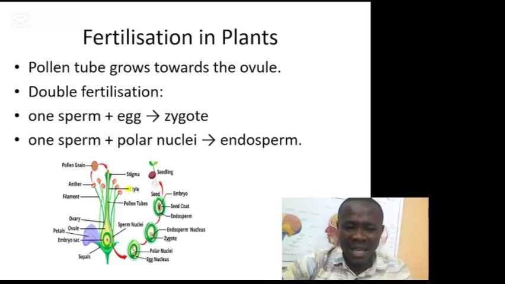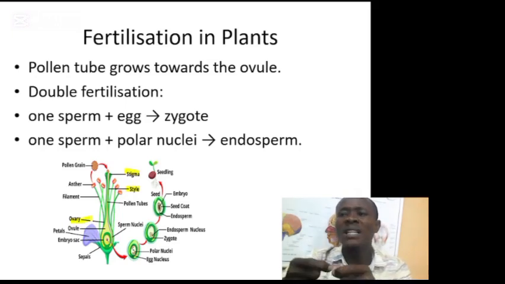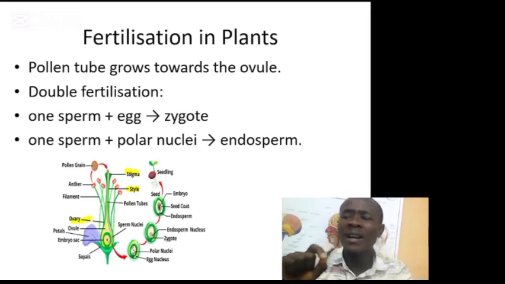Now, this style that we have here, which connects the stigma to the ovary here, we develop into what we call the pollen tube. Now, the pollen grain is having two nuclei.